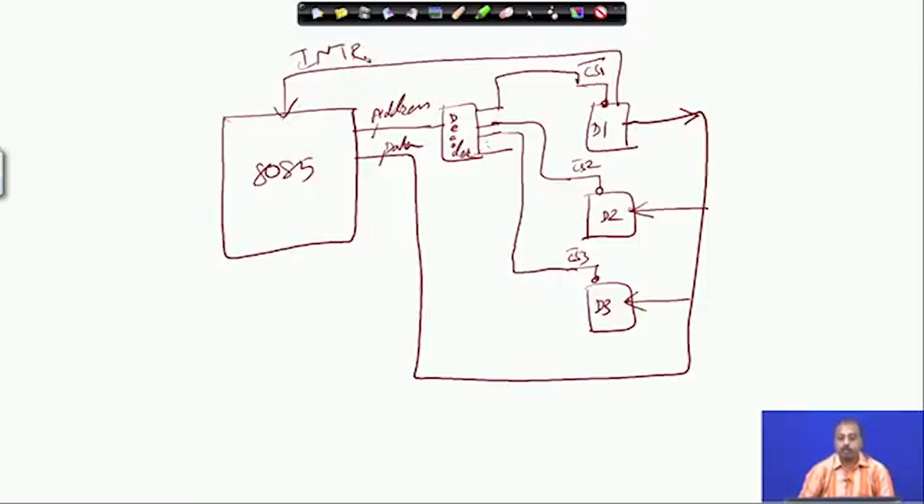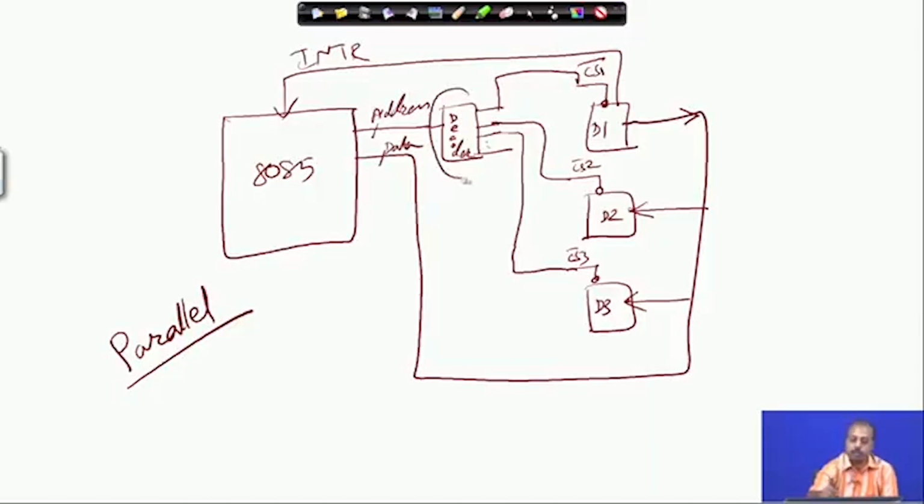This type of communication that we are talking about is basically parallel communication, because we are sending 8 bits of data simultaneously between the processor and the device. But the challenge in interfacing this device is, first of all, we have to have this decoder, plus we have to have these 8 lines running. So many lines need to run through the chip.